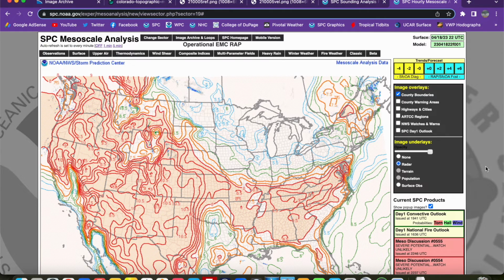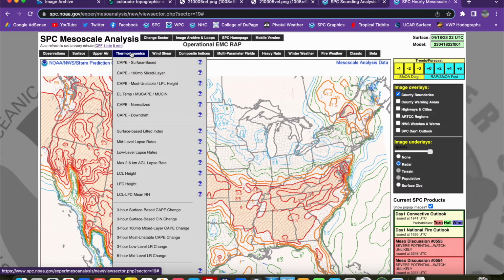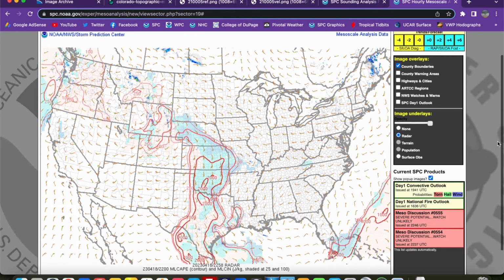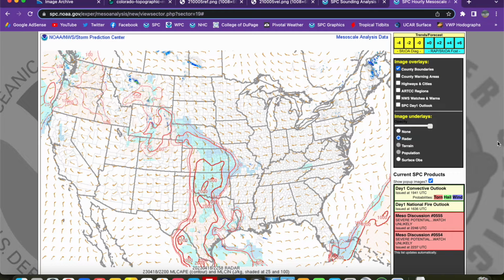You also want to see some deep layer instability to support robust convection. And you can find all of your instability metrics, again, under the thermodynamics tab here on the mesoanalysis page. The 100 millibar mixed layer CAPE is the one that you should be using most often. I did a whole video previously on why mixed layer CAPE is more accurate than surface-based CAPE in a lot of scenarios. I'll put that in the description box below. But again, you want to see some deep layer instability through the entire atmosphere to help support robust convection. We want that strong low-level instability to be able to aid in the stretching process, but we want to see some instability throughout the entire atmosphere to help sustain robust convection.